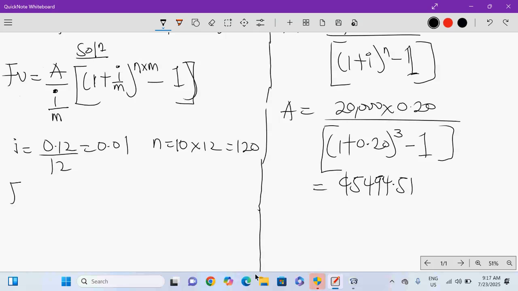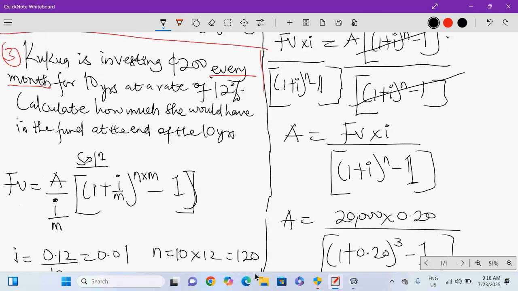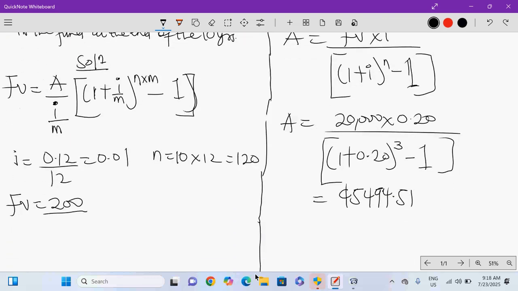And have my A. What is my A? My A is 200 cedis. Right? So 200 over I over M. What did I get? I had 0.01. Then into bracket 1 plus I over M, I had 0.01. Number of periods I had 120 minus 1.